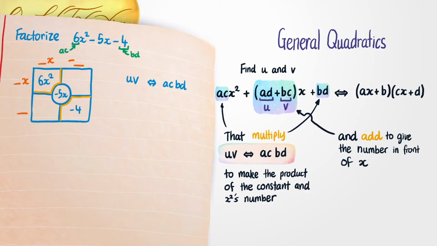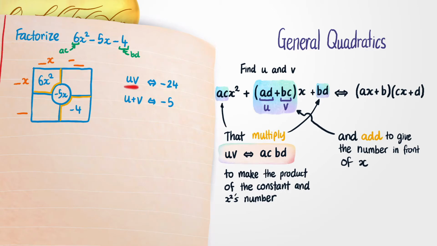But we can also write this as AC times BD, and AC is 6, but BD is minus 4. Now 6 times minus 4 is minus 24, so AC times BD is the same thing as minus 24. And then finally we can say that U plus V is the exact same thing as this term over here, which is just minus 5. Okay, so we know that U times V is going to be minus 24, and U plus V has to be minus 5. The other thing we can say is that since U plus V is a negative number, we expect the negative number to be larger than the positive number.